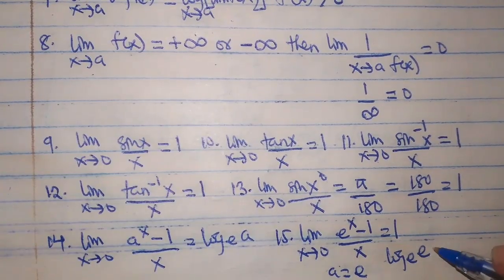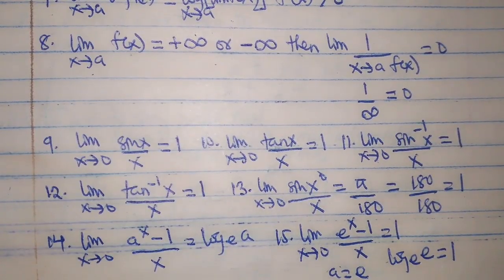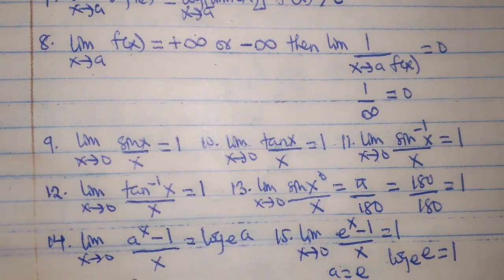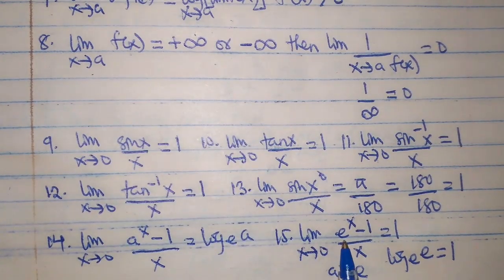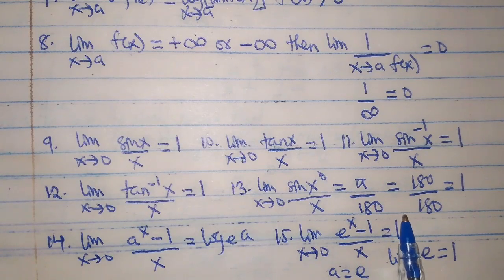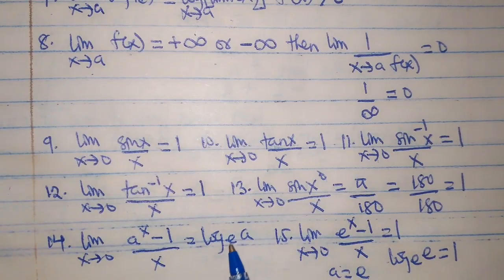Equal to e. Now log to the base e of e is equal to what? 1. Log to the base e of e is equal to 1. That's why this one is equal to 1. You don't even have to prove it, you just have to observe. So this is what they've given us to look at, but we decided to bring the a as e. So the limit as x approaches 0 of e to the power x minus 1 over x is basically equal to 1, where a is equal to e.